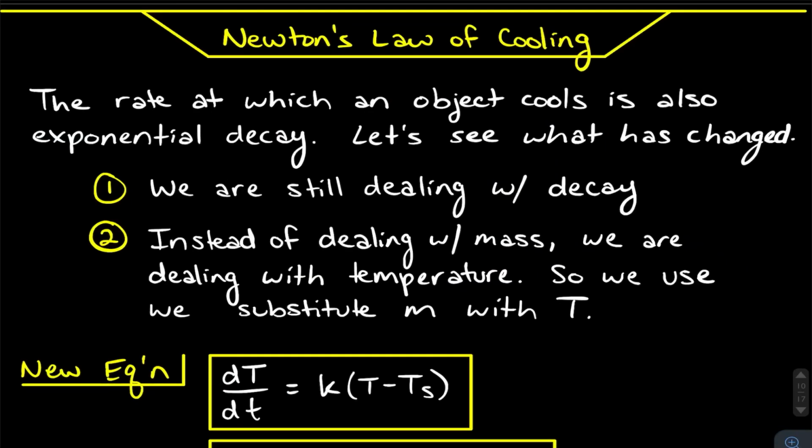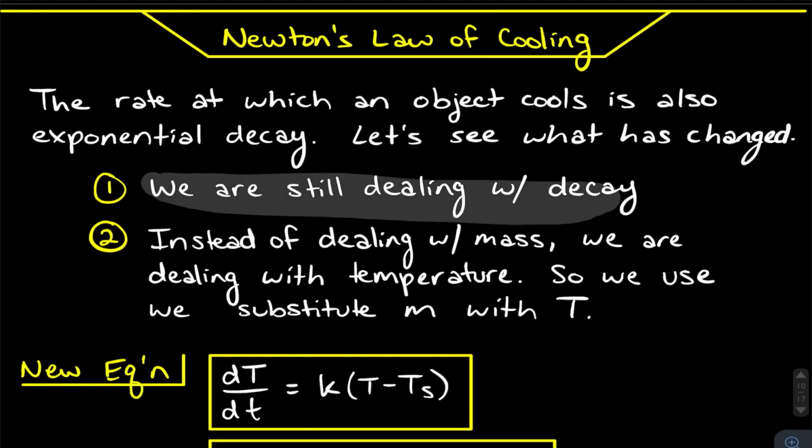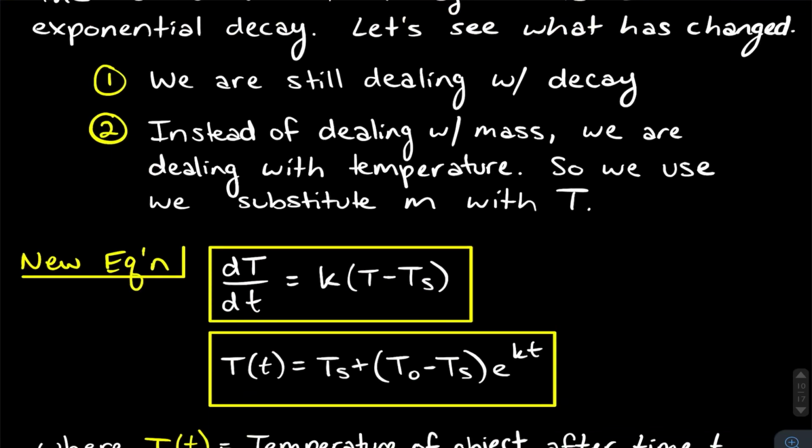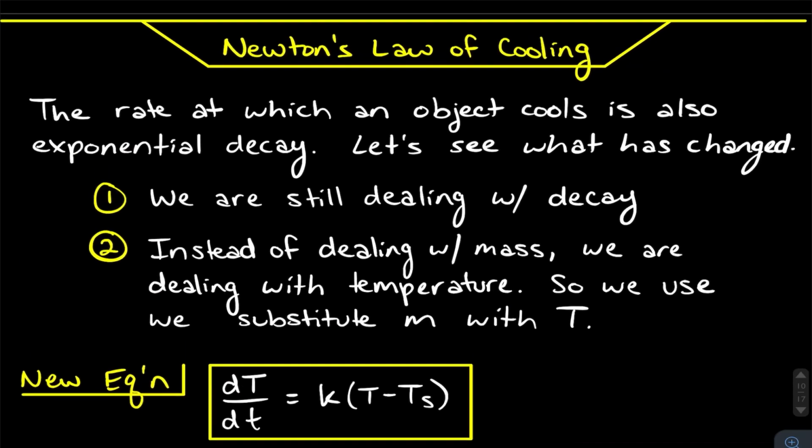So let's look at how this differs from what we've talked about thus far, that being population growth and radioactive decay. All right, so here's the thing. We're still dealing with decay. If something's cooling, its temperature is decreasing, and its temperature is actually going to look like this as it decreases. It's going to get closer and closer to the surrounding temperature. And so we're still dealing with a decay here.